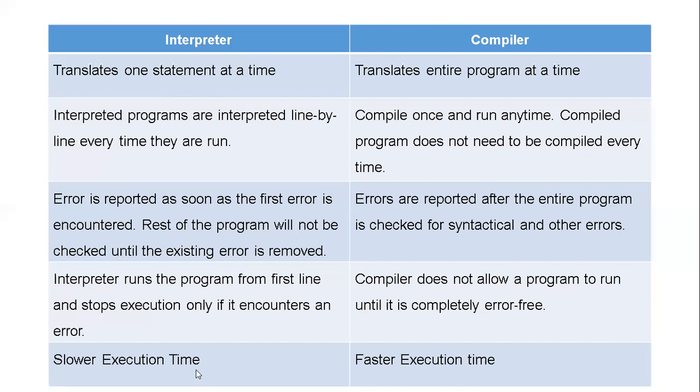In the case of an interpreter, the execution time is slower because it needs to be interpreted every time. The translation happens every time at the time of execution, so the execution time is slower in the case of an interpreter. But in the case of a compiler, the execution time is faster because we need to compile it only once. Once we have the compiled version with us, there is no need for compilation again. So the execution time is faster in the case of a compiler.